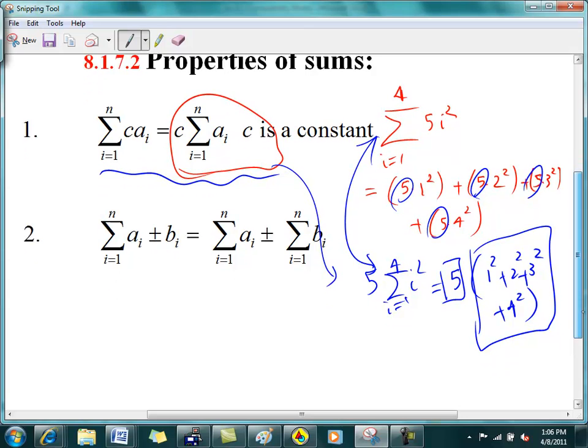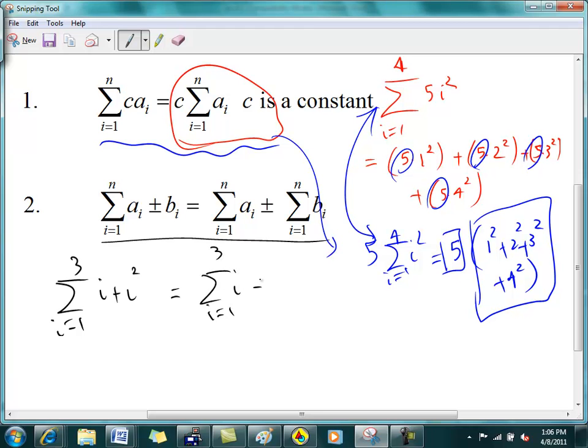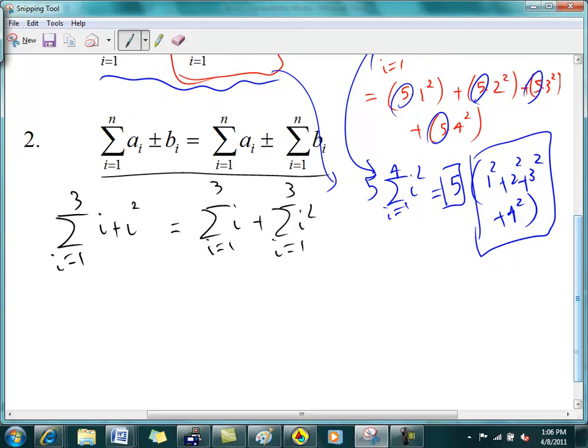Okay. The next one. That's this one here. Let me change colors here, okay? All that is saying is that if you've got something like this, then you can write it, split it up. You can split that up. That's all it's saying. You want me to go over an example with you on that?